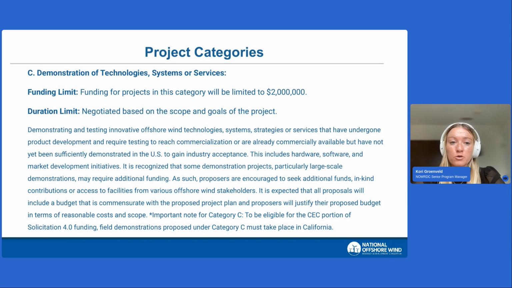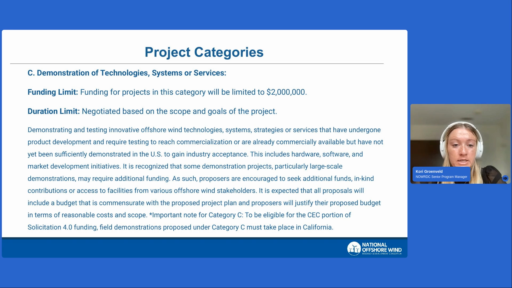Then we have category C, which is demonstration of technology, systems, or services. Demonstration and testing innovative offshore wind technology, systems, strategies, or services that have already undergone product development and require testing to reach commercialization or are already commercially available but have not yet been sufficiently demonstrated in the US to gain industry acceptance. This can include hardware, software, and market development initiatives.